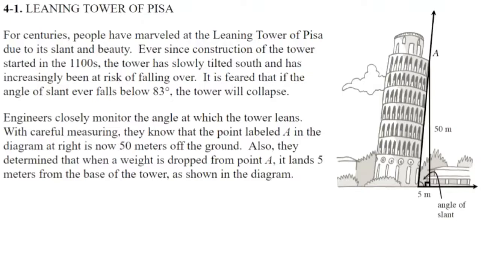So one side was less structurally sound than the other, so instead of sinking straight down, one side is sinking faster than the other, so that causes it to tilt to one side, as you can see in the picture. So it's feared that if the angle of slant ever falls below 83 degrees, so basically 90 degrees is what we want, that'd be perpendicular to the ground, and as it tilts over, that angle gets less and less and less. So if it gets below 83 degrees, it'll collapse because that'll get to the point where it's tipped over too far that it's just going to keep going.